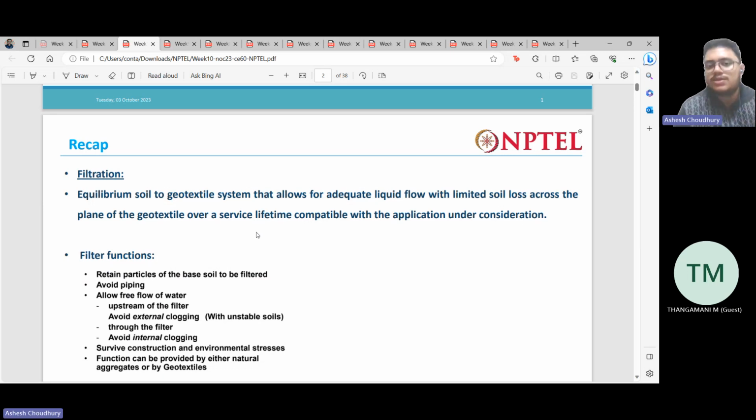So what is filtration? Filtration means to provide a barrier to soil, to stop soil from passing, but to allow water to pass through it. Okay, so it should act as a sieve, right? It should not allow soil to pass through it, but it should allow water to pass through it. So that is what filtration is.